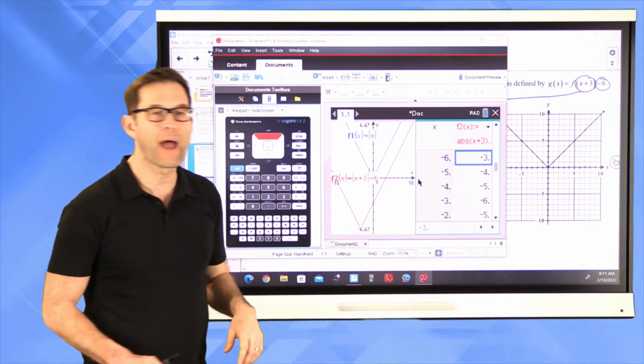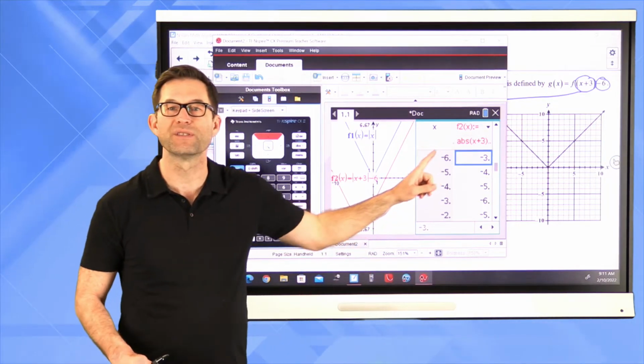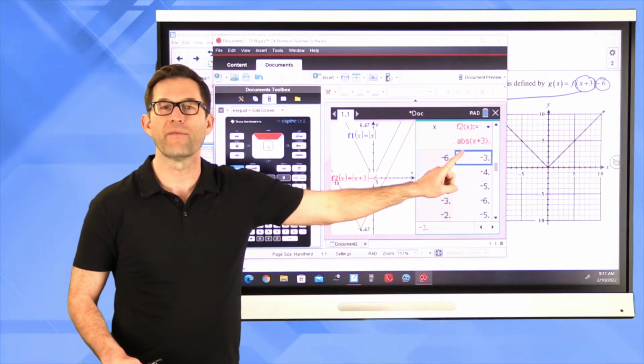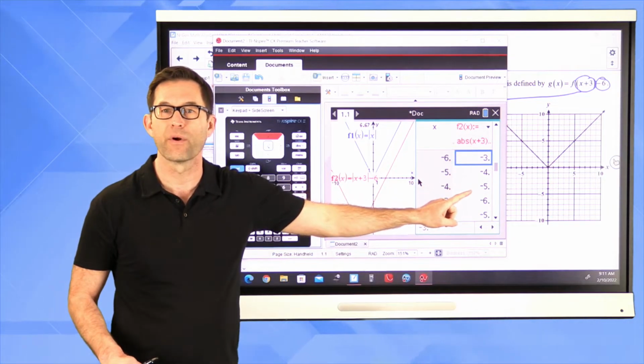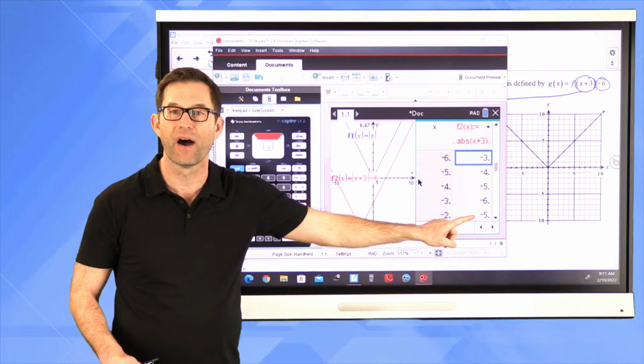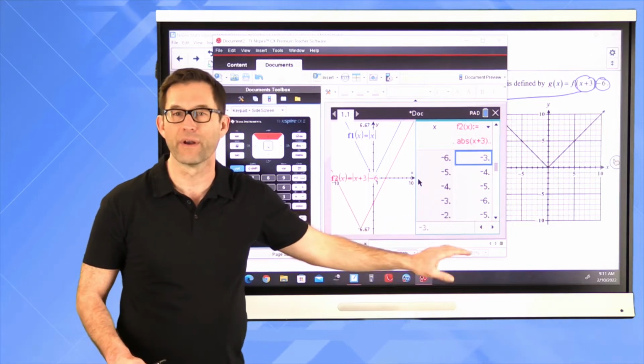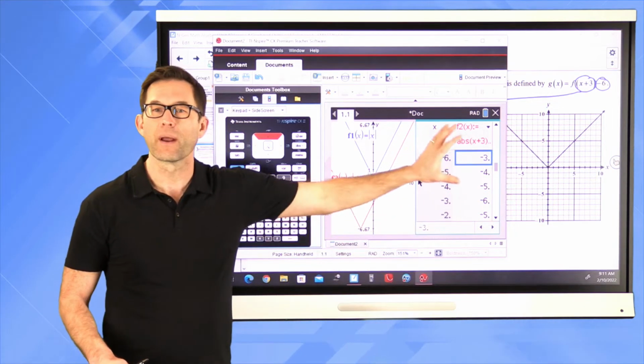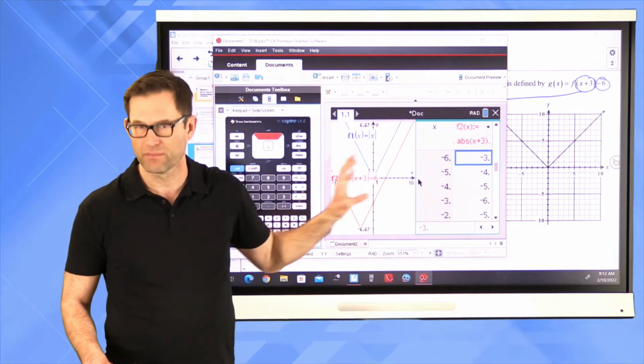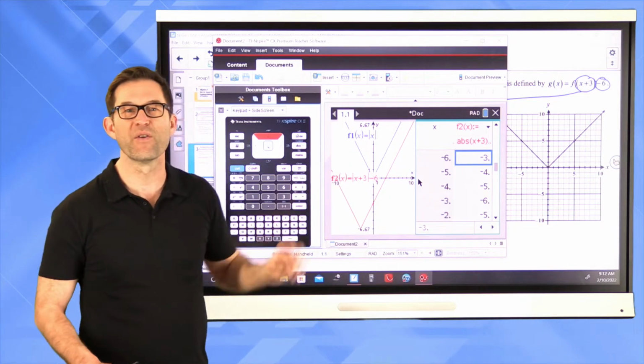And just like a parabola, absolute values have turning points with symmetry. And I can see that, right? Because my y values go -3, -4, -5, -6, -5, and if I looked, it would be -4, -3, etc. So what I'm going to need to do now is take this table and write it down on my sheet, which means I've got to go to the small view.